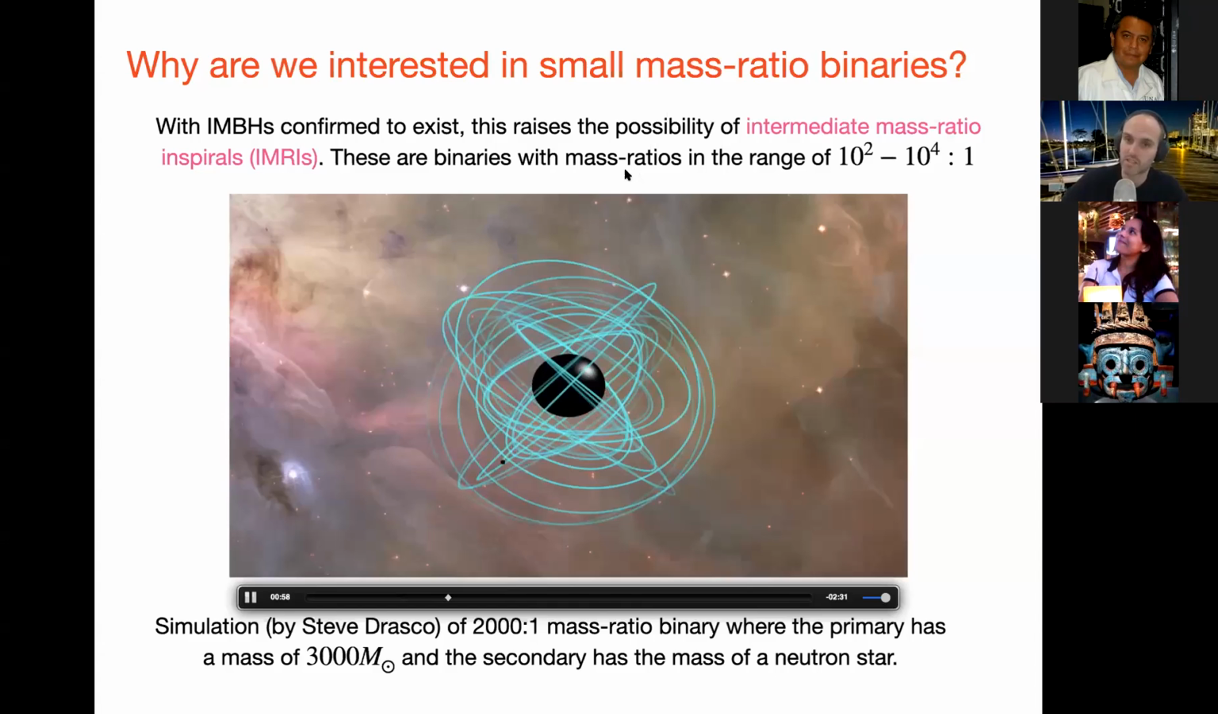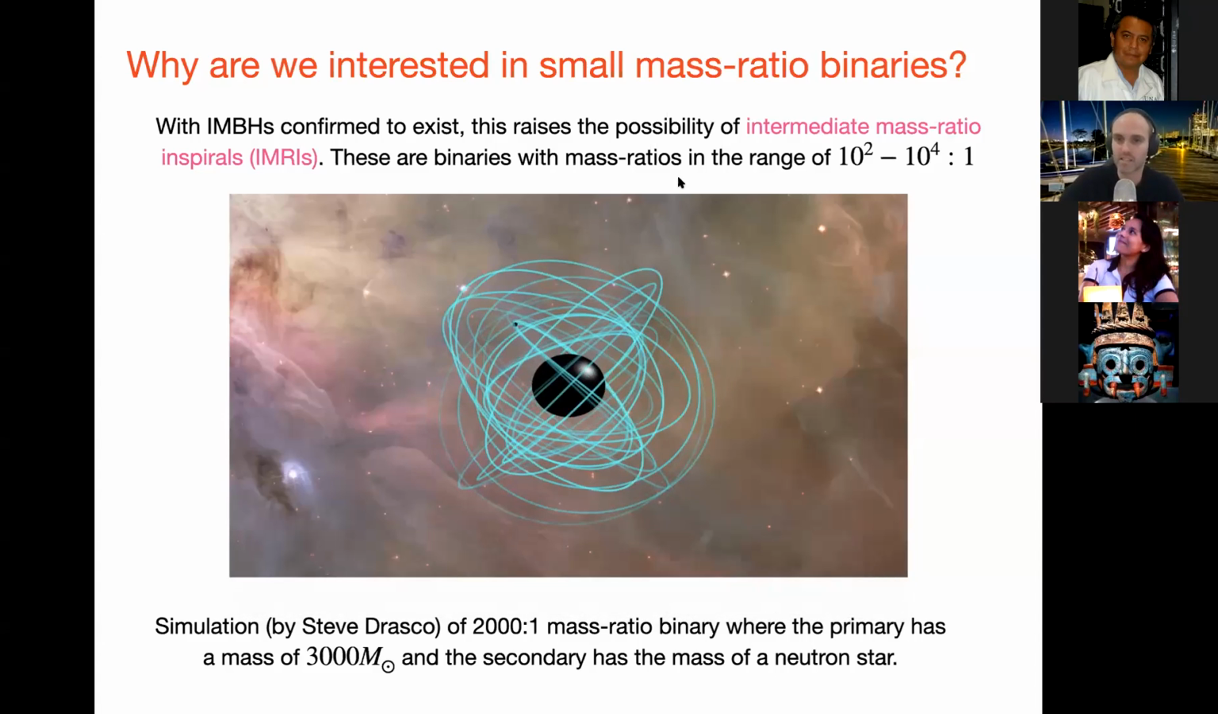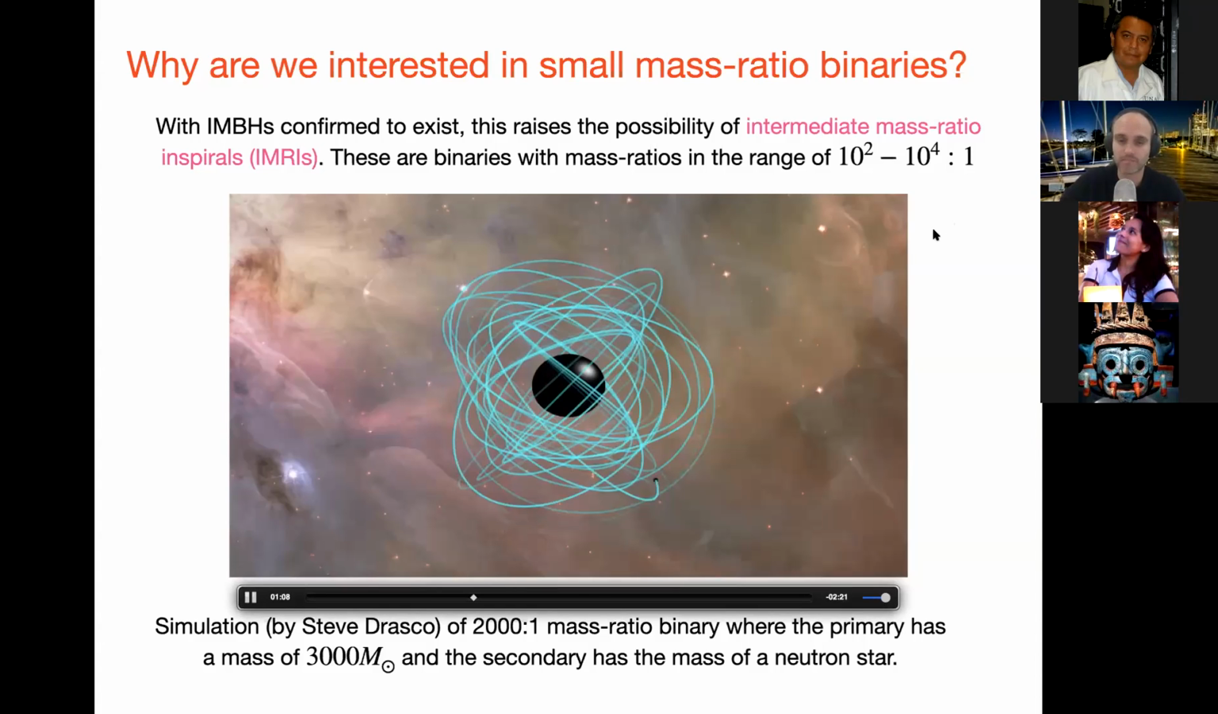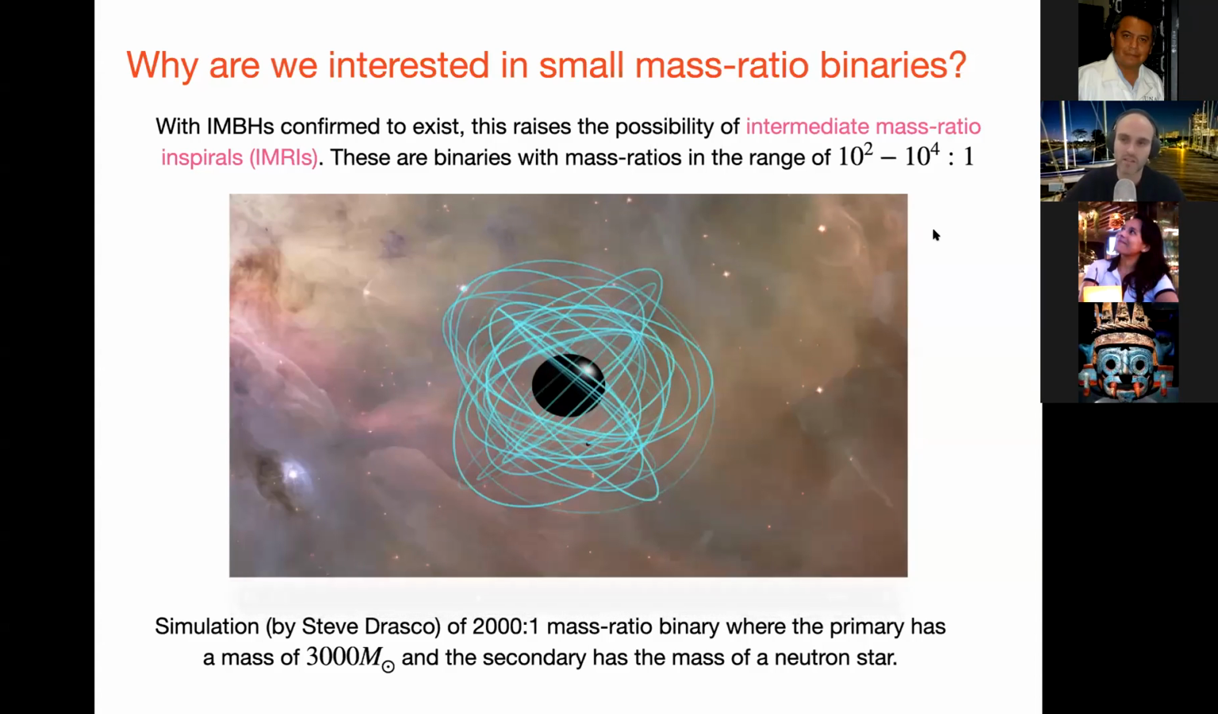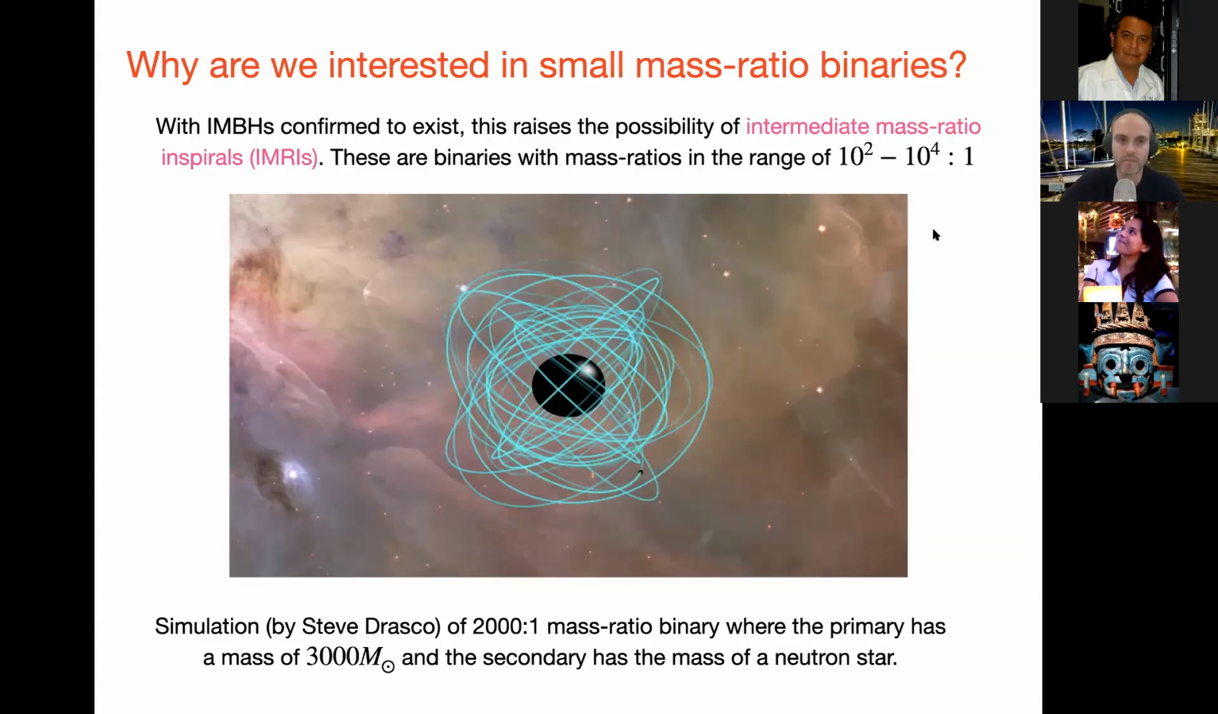These are certainly very interesting systems, and there's a great deal that's unknown about whether or not these things exist, and if they do, where they live. Do they live in dense stellar clusters? Can they form binaries? Can we get these sorts of inspirals? And as usual with gravitational waves, in order to find them, we have to have a theoretical template, a waveform model in advance, in order to pluck those signals out of the data. So there's another good reason to model these small mass ratio binaries.